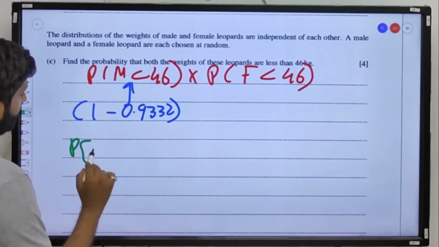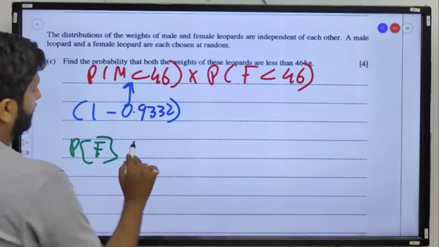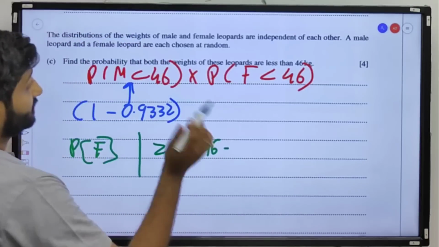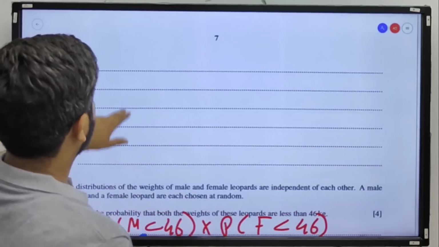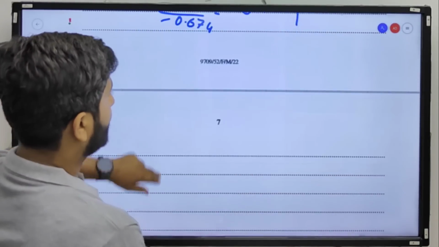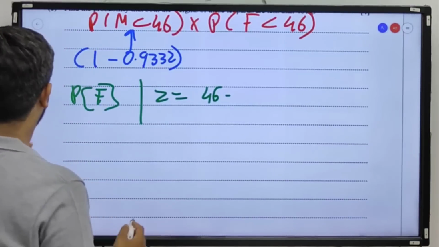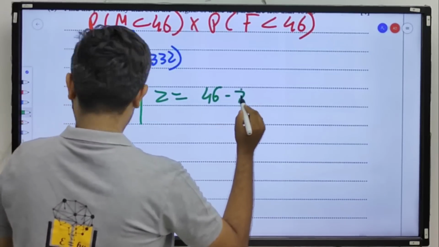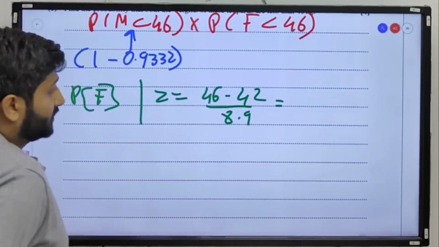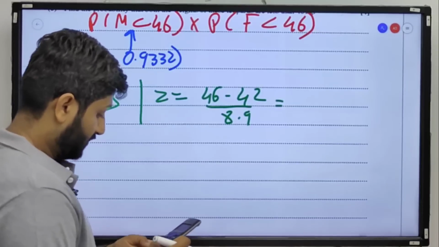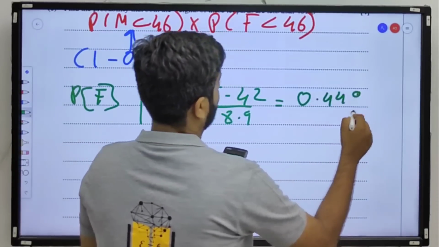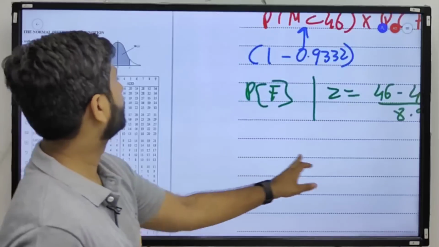So for the probability, we have to find z equals x minus mu over sigma, where x is 46. What was the mean? The mean was given in the table in the above question. The mean was 42 and sigma is 8.9. So 46 minus 42 is 4, and 4 divided by 8.9 is 0.449. So let us find the probability of 0.449.